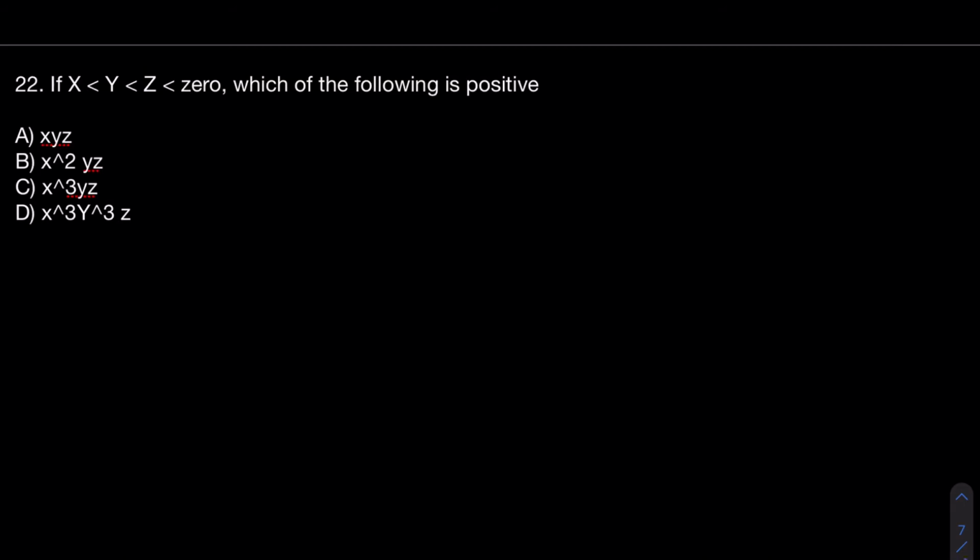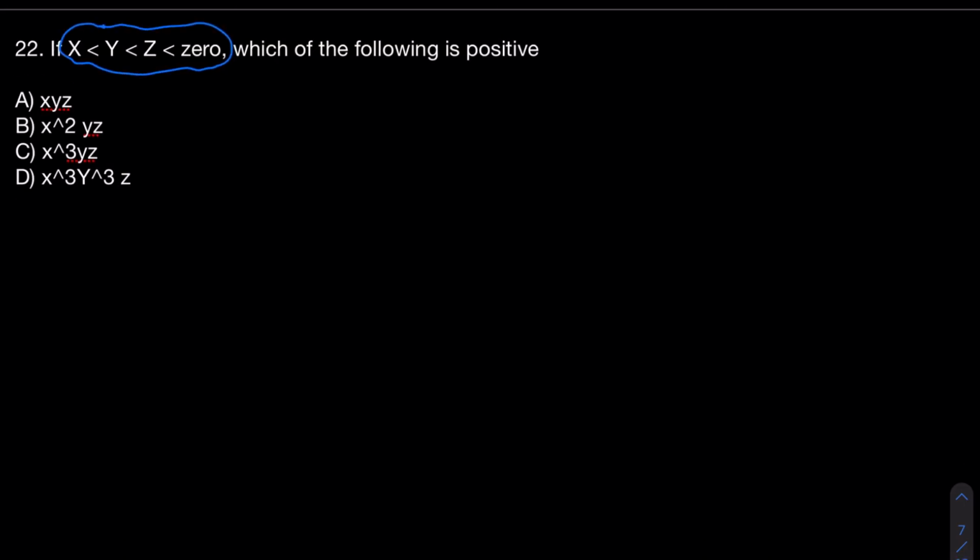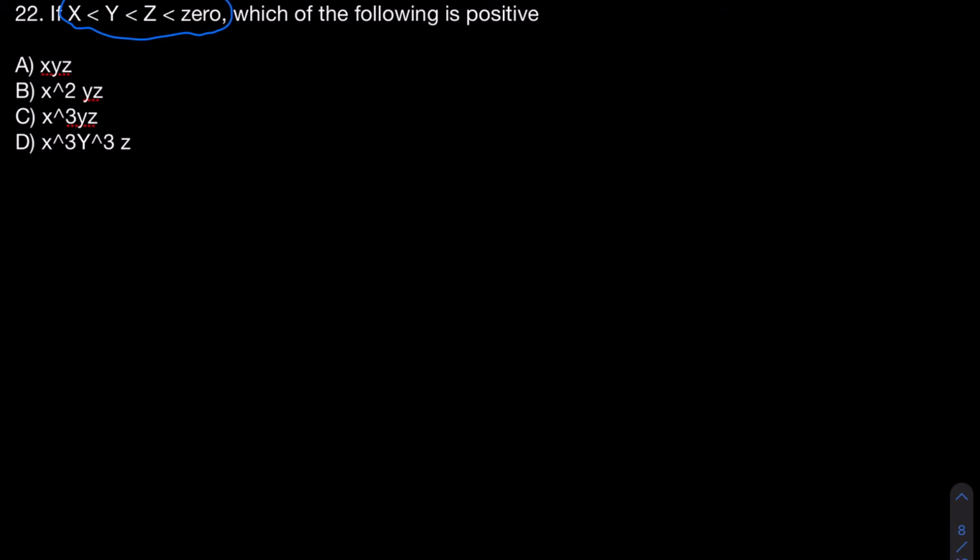22 asks, if x is less than y and y is less than z and z is less than 0, then which of the following is positive? All right. So when you get some messy nonsense like this, my advice: put numbers. So for example, let's say x is -3, or, I'm doing it backwards, so let's do that.